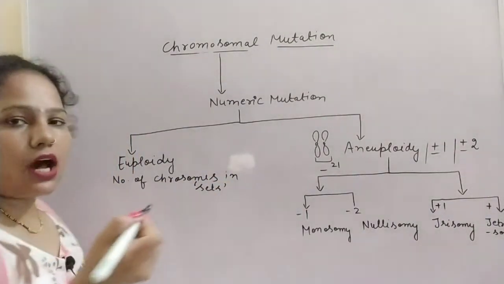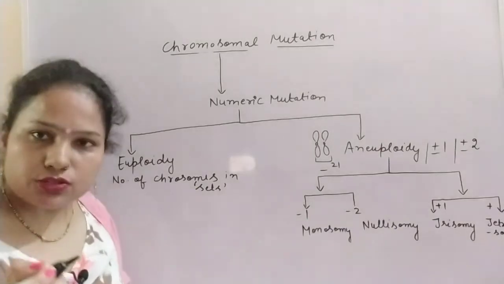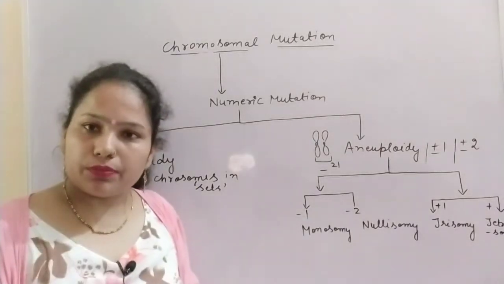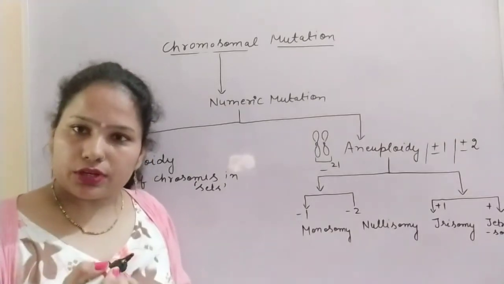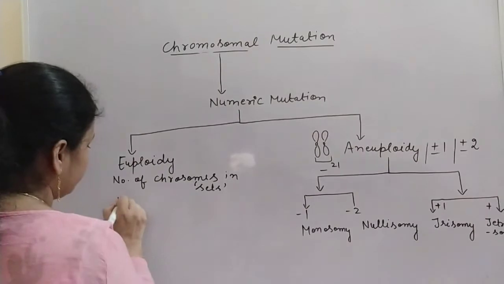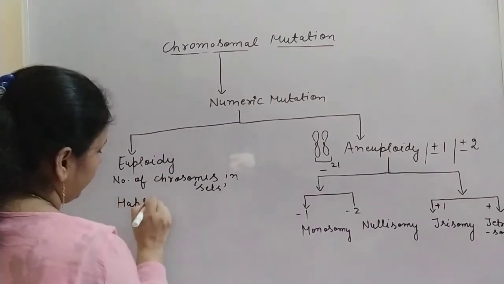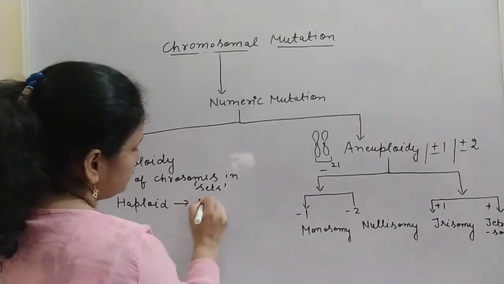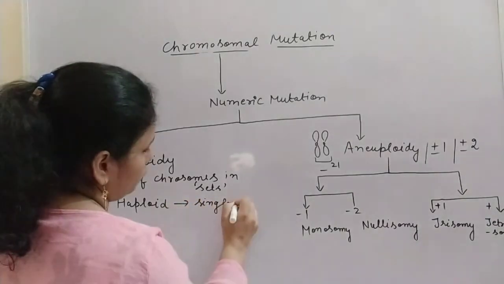So there are 2 sets of chromosomes, or we can say in the case of human beings they are diploid organisms. So if only one set is there, then that term is haploid. Haploid means a single set of chromosomes.